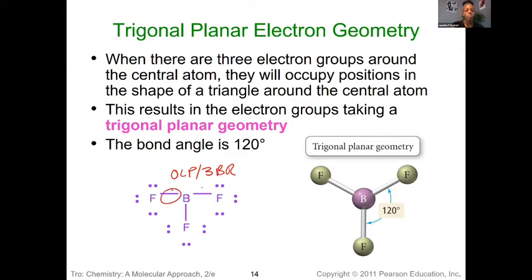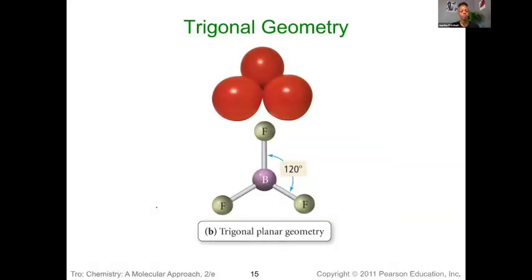And so when we have, like in this example, 0 lone pairs and 3 bonding regions surrounding the central atom, 1, 2, 3, 3 bonding regions is going to create a shape of a triangle. That's a flat triangle. So the name of this is trigonal planar, okay? Trigonal planar. And the orientation, the bond angle will be 120 degrees, okay? And again, you can see the space-filled model here.